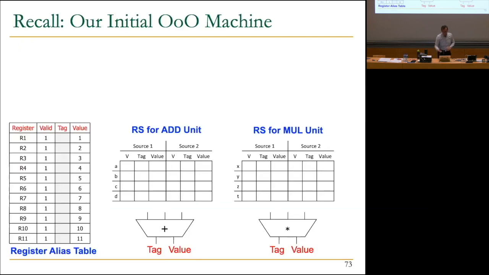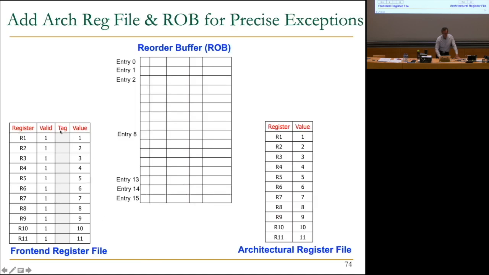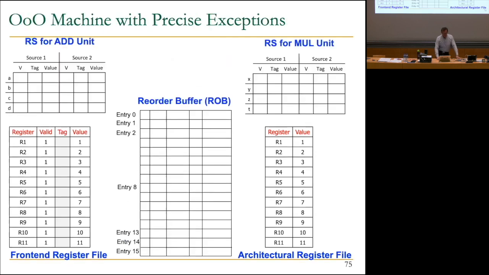Okay, so basically, this is our initial out-of-order machine. We did not have a reorder buffer. We're going to add a front-end register file used for renaming, and then a reorder buffer, just like we did yesterday, and an architectural register file. You can see that the front-end register file has valid bits and values. The architectural register file doesn't have any valid bits because it's always valid. Everything over there is always valid. It's just updated when the program finishes or retires instructions. Does that make sense?